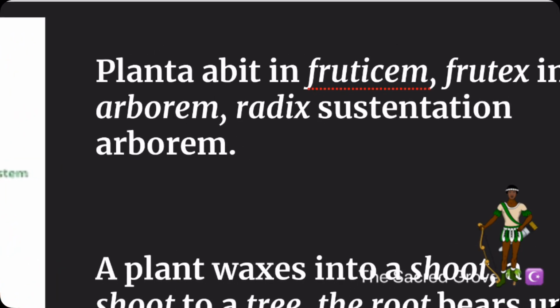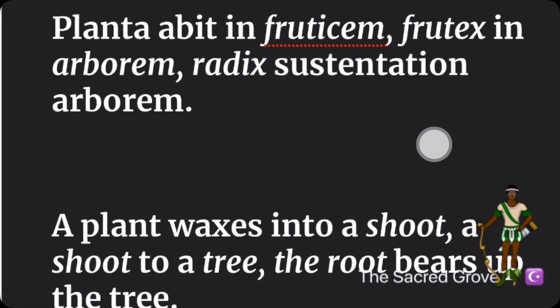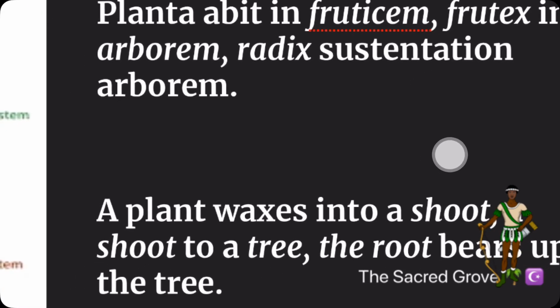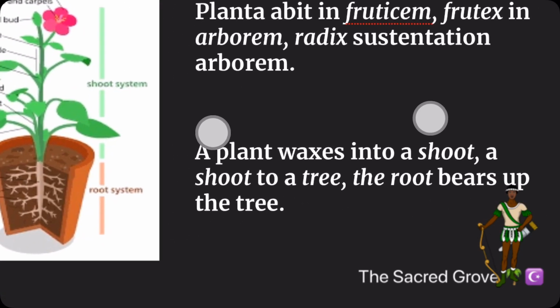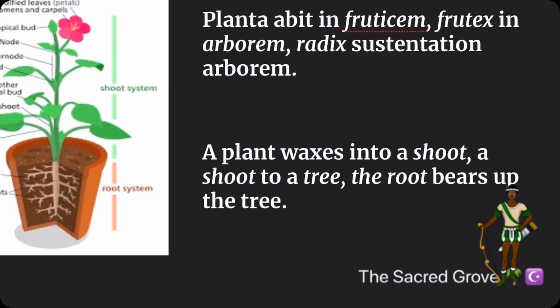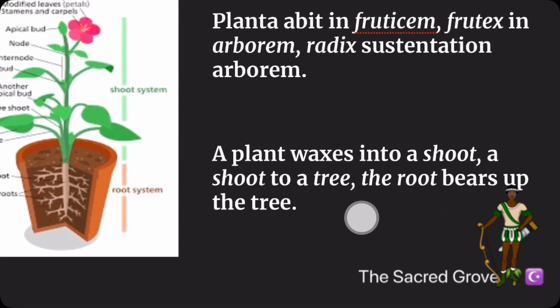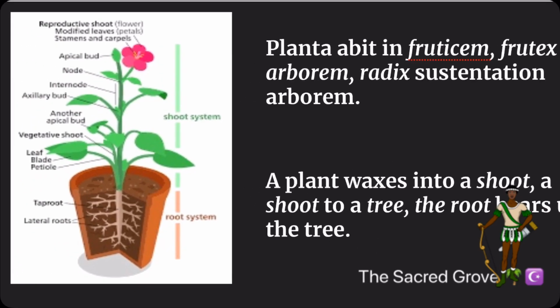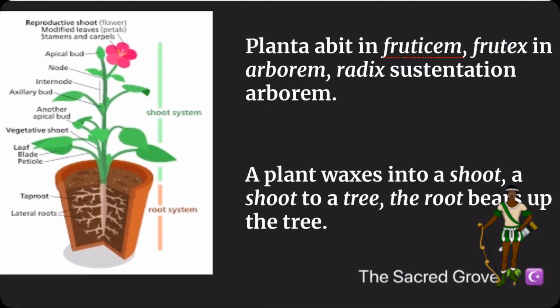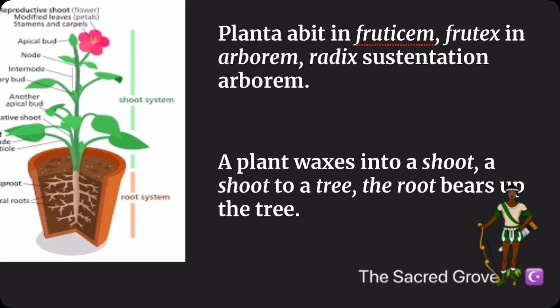Planta habit in fruticem, frutex and arborem, radix sustentationem arborem. Sustentationem arborem. Made a mistake right there. But a planta waxes into a shoot, which is habit in fruticem, a shoot, frutex, a shoot, and arborem, a tree, to a tree. Radix, the root, bears up the tree, sustentationem arborem.